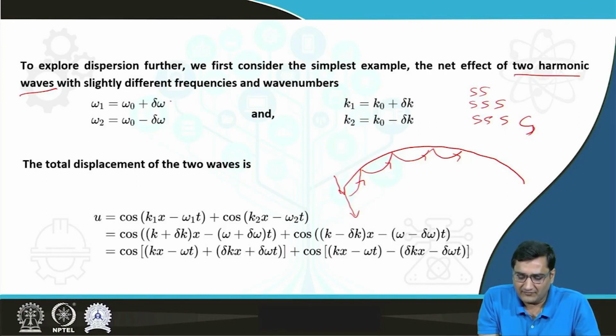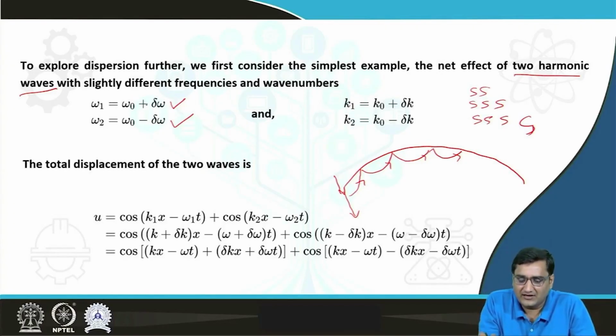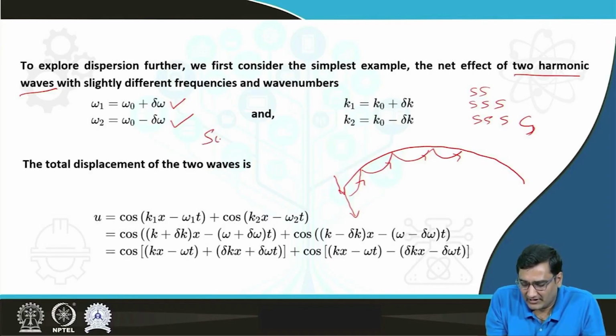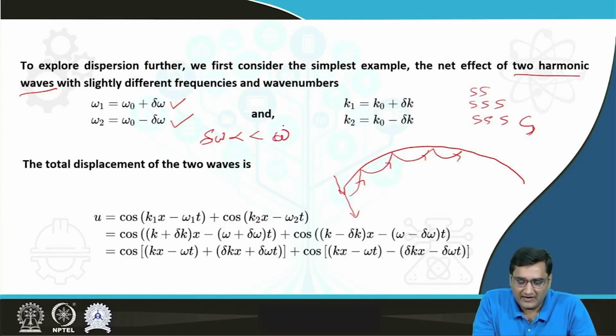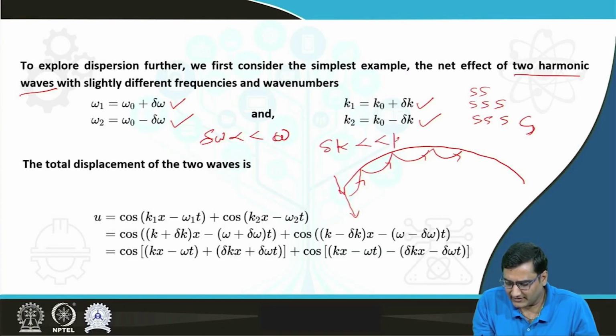Let's suppose one wave has angular frequency omega 1, and another has angular frequency omega 2. Omega 1 is omega naught plus delta omega, where delta omega is very much less than omega. So here we are defining two harmonic waves with slightly different angular frequencies as well as slightly different wave numbers, where the wave number of the first wave k1 is equal to k naught plus delta k, and k2 is equal to k naught minus delta k. Here you can see delta k is also very much less than k naught.